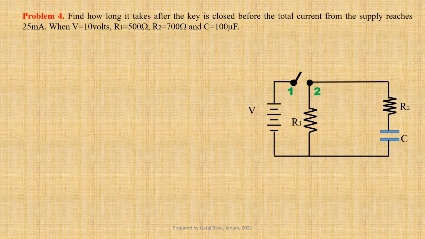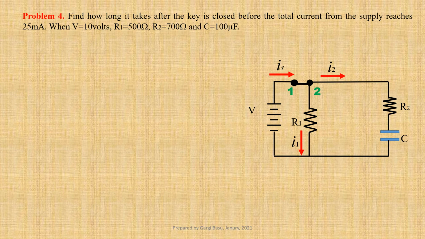Problem number 4. We have to determine how long it takes after the key is closed before the total current from the supply Is reaches 25 milliampere when V equals 10 volts, R1 equals 500 ohm, R2 equals 700 ohm, and C equals 100 microfarad.